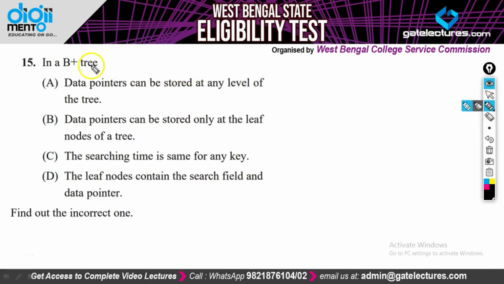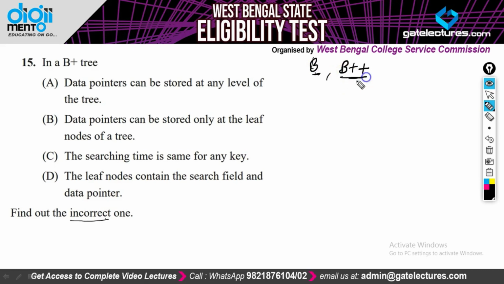Here we have a question from B plus trees, and we have a few options. We have to pick out the incorrect one again. Data pointers can be stored at any level of the tree. Data pointers can be stored only at the leaf nodes of a tree. The searching time is the same for any key, and the leaf nodes contain the search field and the data pointer. We have to pick the incorrect one. There is a slight difference between B trees and B plus trees, and sometimes it does create confusion. In B trees, we distribute the entire index record all over the tree. That is, at every node we have key and data pointers.